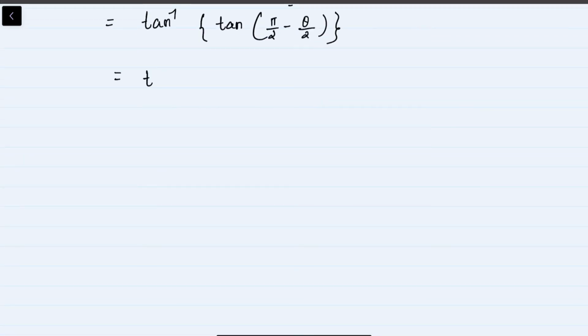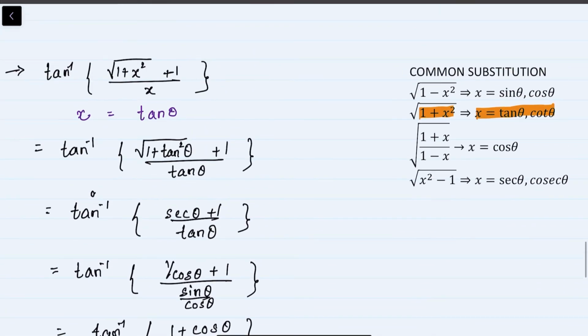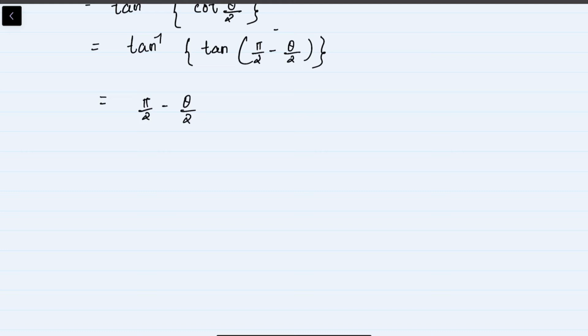So this becomes equals to, now tan inverse and tan can be removed, and finally we can say our answer is pi by 2 minus theta by 2. Again theta was introduced by us. We'll reconvert theta in terms of inverse trigonometric function. So we can say theta becomes equals to tan inverse x. So finally here our answer should be pi by 2 minus tan inverse of x whole by 2. This is our final.